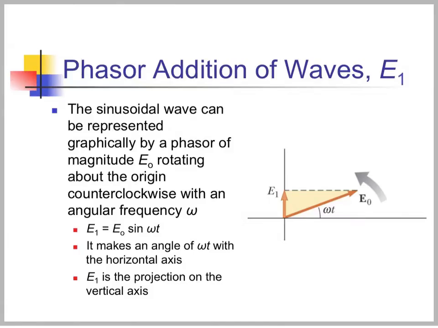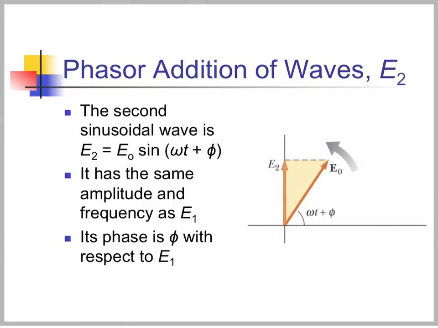Now the sinusoidal wave can also be represented graphically by a phasor of magnitude E naught rotating around the origin counterclockwise with an angular frequency omega. So E1 is equal to E naught sine omega t. It makes an angle omega t with the horizontal axis, and E1 is the projection on the vertical axis. It's very similar to how we use phasors in AC circuits.